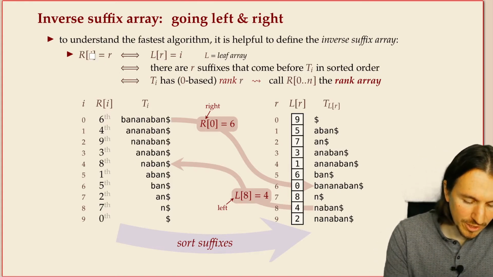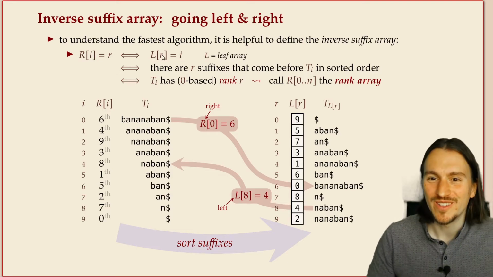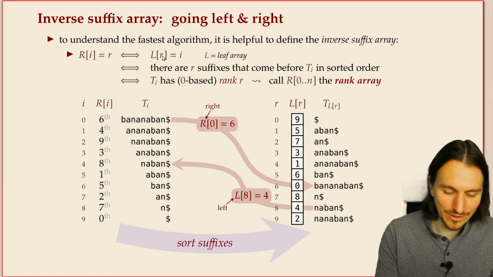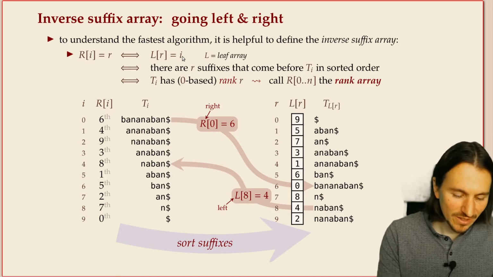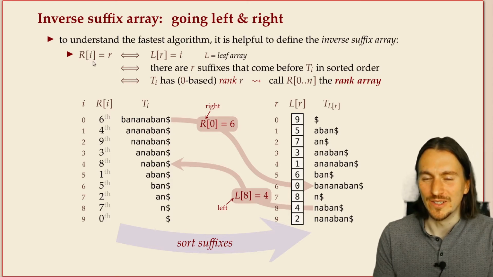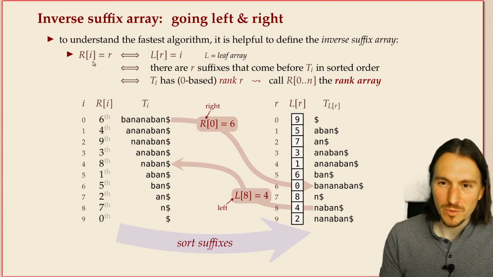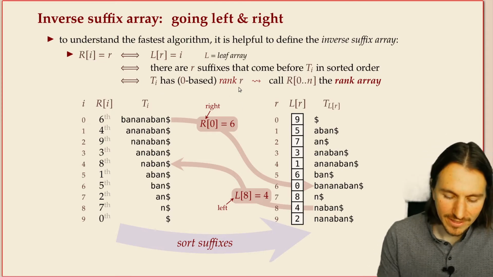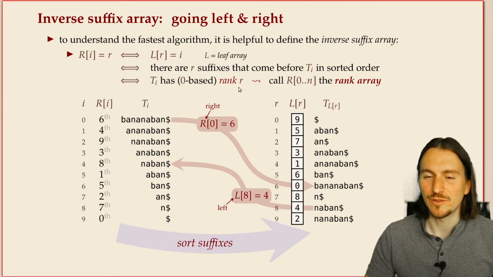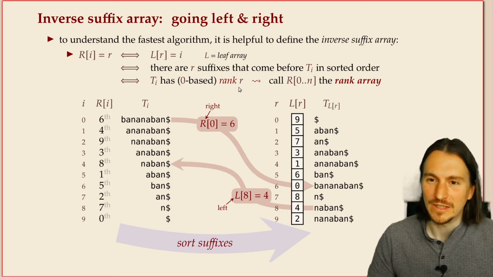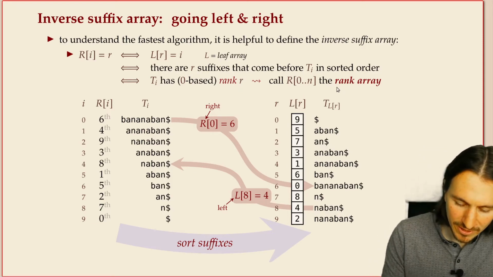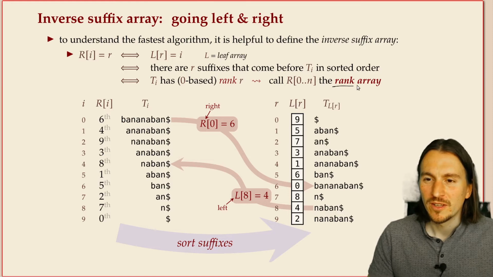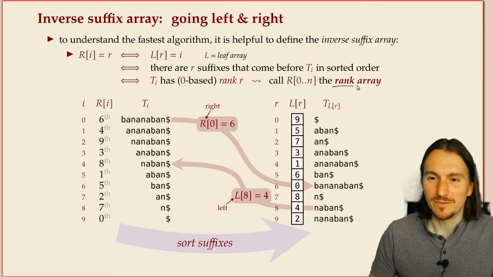The other way of saying it, whenever we have that the rth leaf in the left to right order, the rth leaf in sorted order starts at position I in the text, then R of I is little r. And another way of saying this is that the suffix starting at position I has rank R, because there's R suffixes that are smaller than it in lexicographic order. So that's why I chose R for the inverse suffix array, because it's reminiscent of rank. And that's what it is.